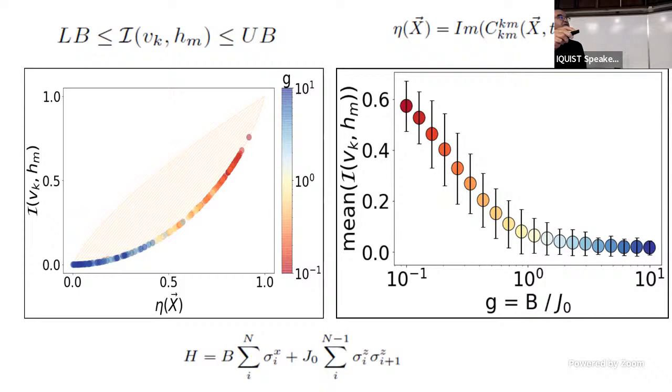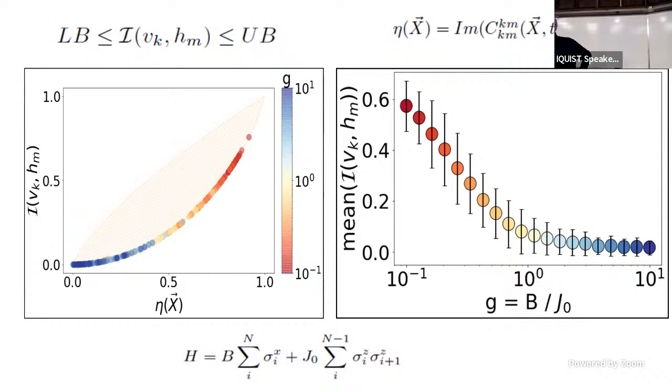And this is the final result for the Ising Hamiltonian. Here we have two parameters, B and J0, and we know there's a phase transition from order to disorder for this system. And you can see it clearly when you look at the mean as a function of the coupling between them.